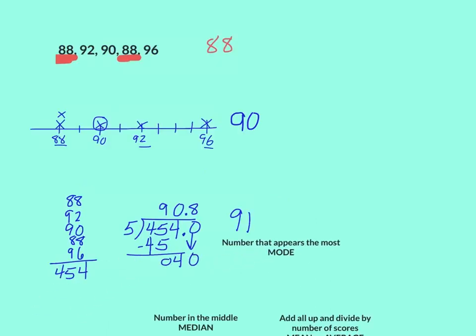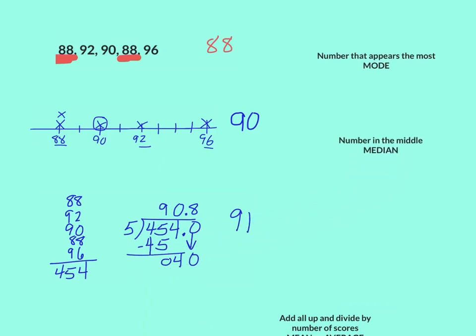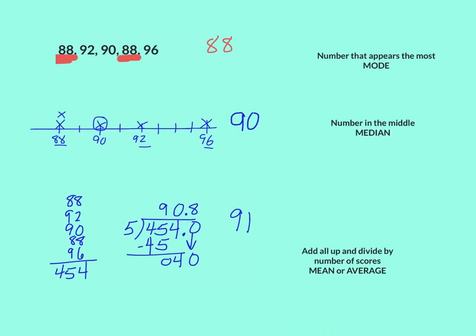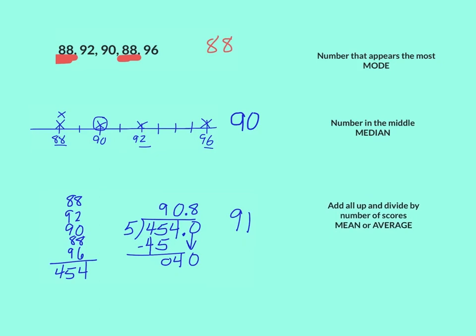If you use the number that appeared the most, you're using what we call the mode. If you're using the number in the middle, you're using a measure we call the median. If you added up all the scores and divided by 5, because there were 5 tests, you're using what we call the mean or the average.